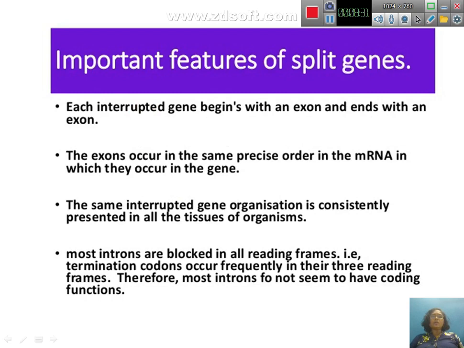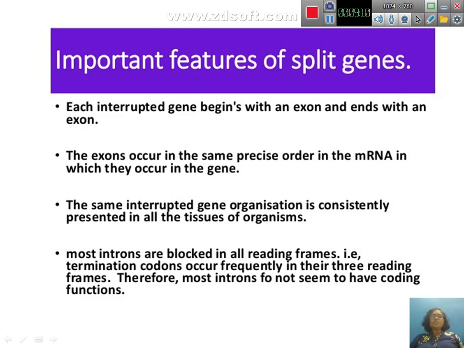The exons occur in the same precise order in the messenger RNA in which they occur in the gene. The nucleotide sequence present in the exons occurs as it is in the coding strand of DNA and the messenger RNA strand. The same interrupted gene organization is consistently present in all the tissues of the organism. You will observe that the introns are not represented in the messenger RNA; only the exons are represented in the messenger RNA.